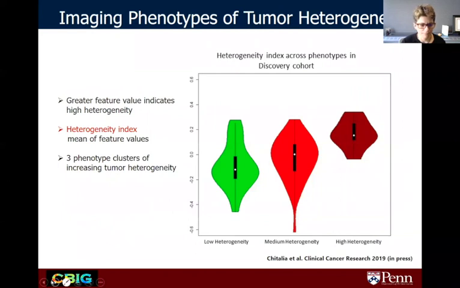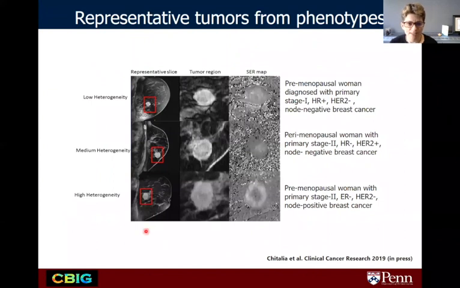Okay, and here's some examples of these tumors. A tumor with a lower heterogeneity here, with a medium heterogeneity and a higher heterogeneity here, how the tumor region actually looks like, and the corresponding SER maps. And you can see that this tumor of a higher heterogeneity has this kind of different rim around it when you look at the SER map, and it's a little bit more heterogeneous than the other ones in terms of the more outer part versus the more inner part of the tumor. This is a premenopausal woman with primary stage 2 ER negative, HER2 negative, node positive breast cancer.